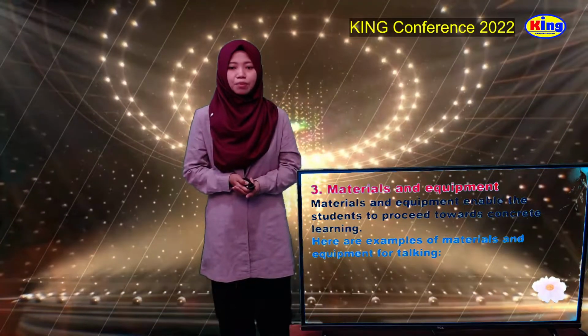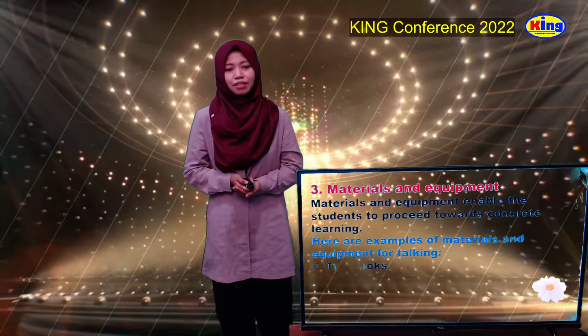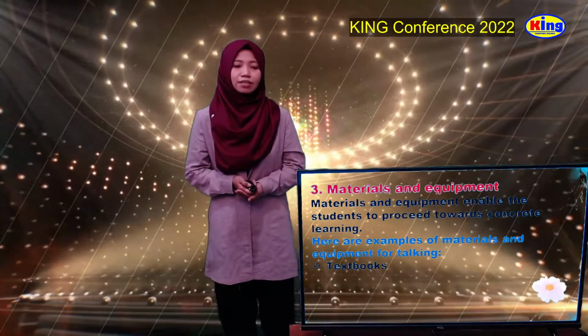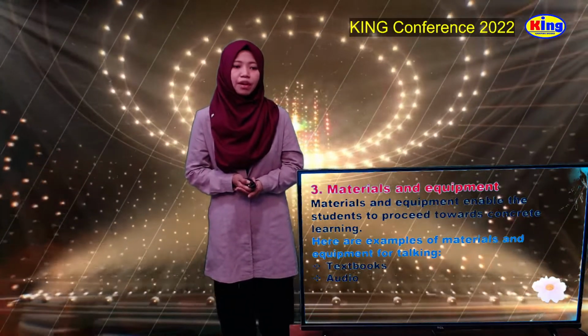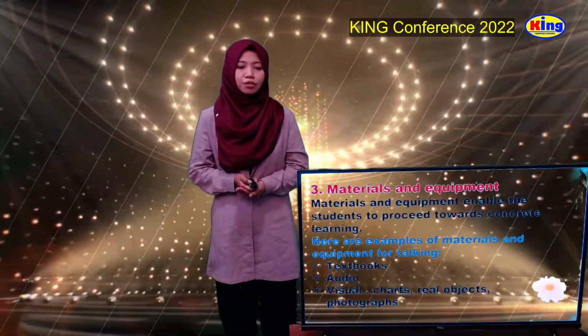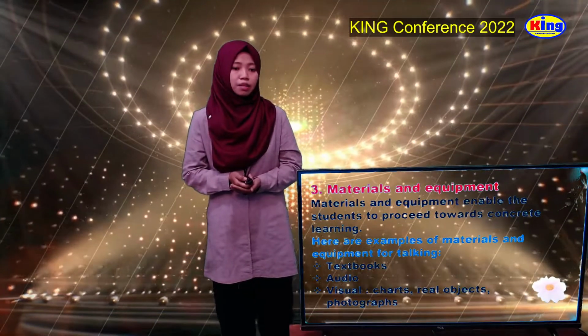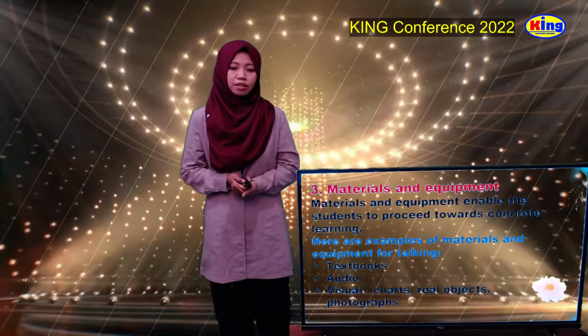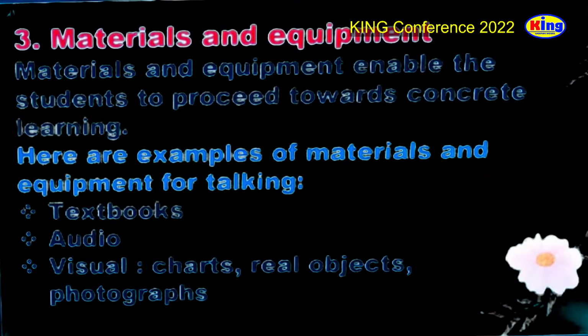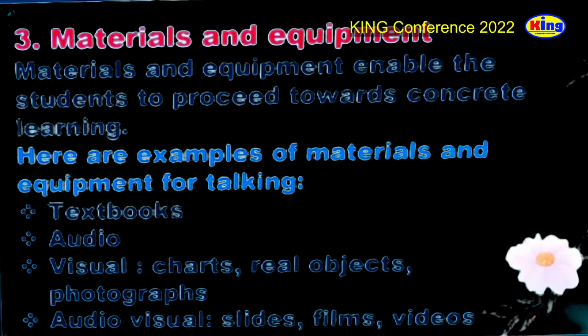Here are examples of materials and equipment for talking. First, textbook. And then the second one, we have audio, and then visual. The examples of visual, we have charts, and then real objects, and then photographs. Next, we have also audio visual. They are slides, films, or can be videos.